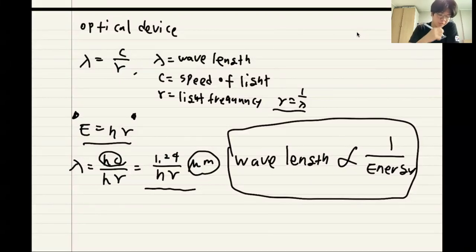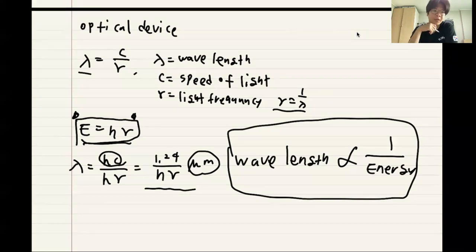The wavelength can be defined as the ratio between the speed of light and the light frequency. Also, the energy in quantum mechanics is defined as the product between the Planck constant and the frequency of light. So if we mix those two equations, we have the relationship between wavelengths and energy.